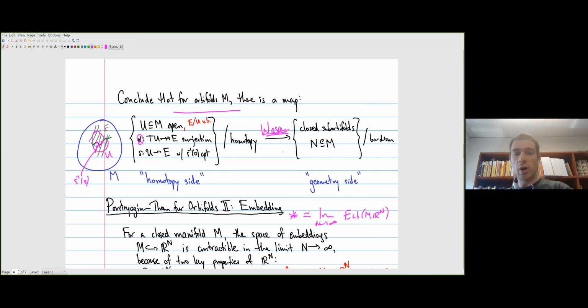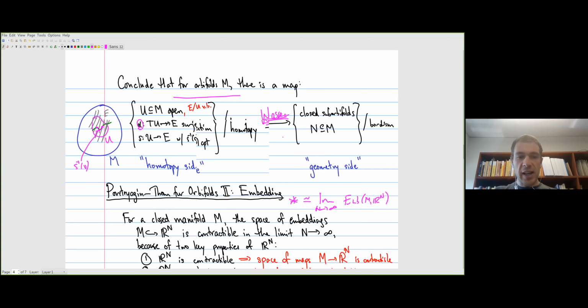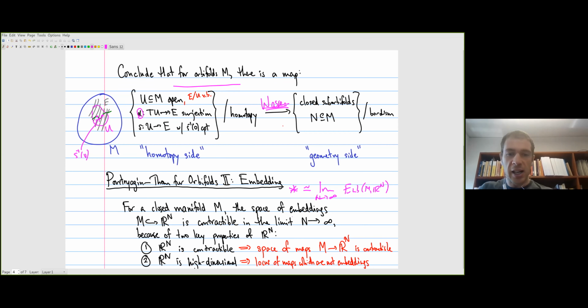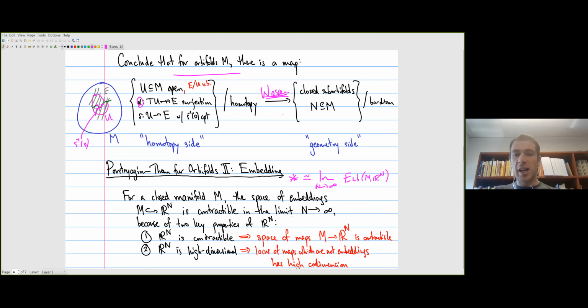Okay, so why does this work? Why is this true? It helps to separate out the two key properties of R^n which make this true. The first is that R^n is contractible. What that means is that the space of maps from M to R^n is contractible. That's the space of all maps. And the second key property is that R^n is high dimensional. This tells us that the locus of maps which are not embeddings has really high codimension.